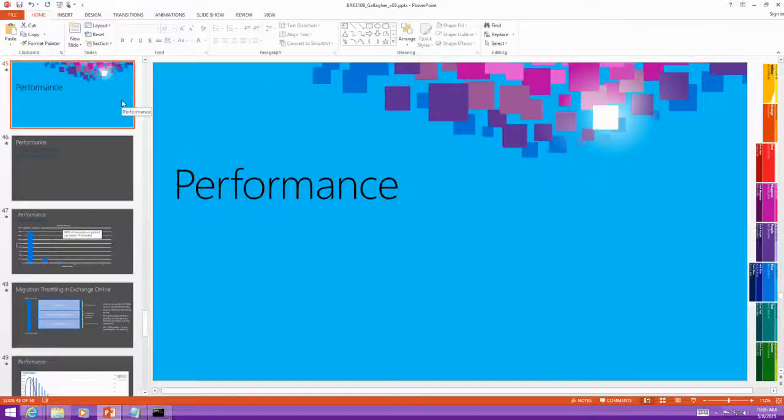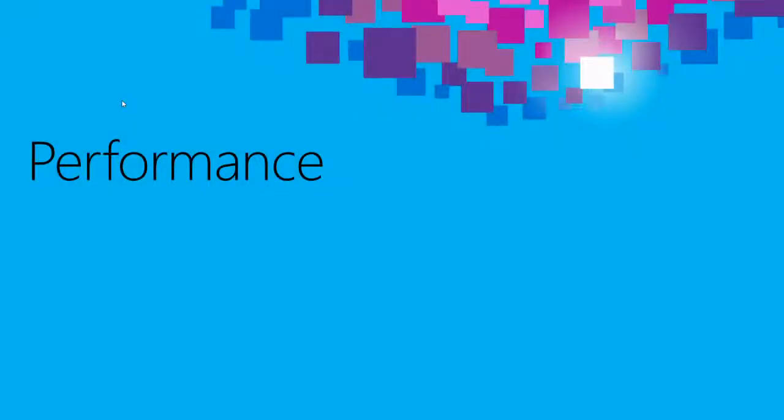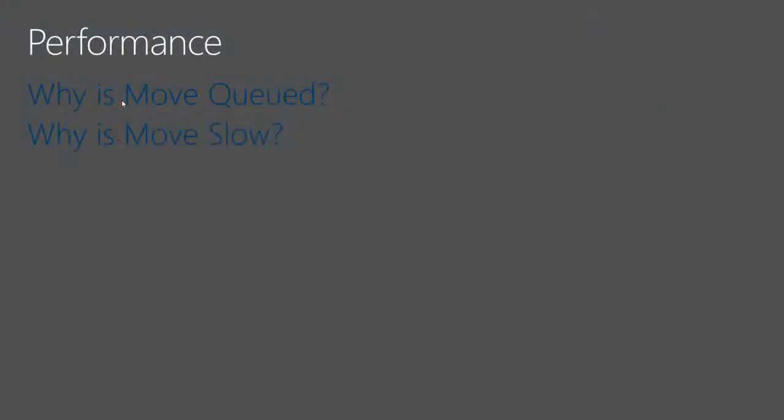So let's look at performance. Up until now, we looked at the life cycle and how to investigate failures. Now, one of the common problems that people have is, why is my migration not fast? There are two questions I get asked: why is my move queued, and why is my move slow? The why-is-my-move-queued question has been asked a little less these days than why is my move slow, and there are reasons for that, which I'll talk about.